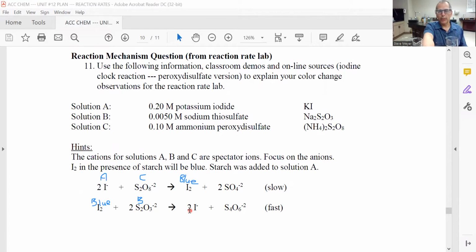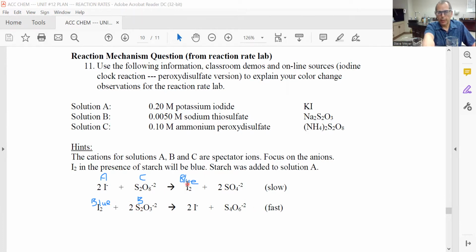Now, why ultimately do you see a color change at some point? Look at the concentration of B compared to A and C. It's much less. Notice the 2-to-1 ratio of A to C, but B is much, much less. So I'm counting on B running out, and when B runs out, then this second reaction stops, and that's the blue color you see.